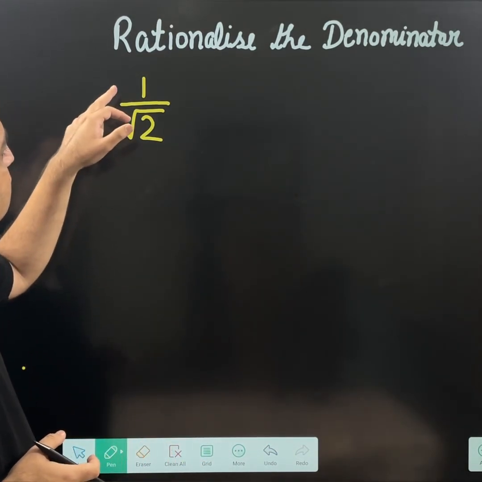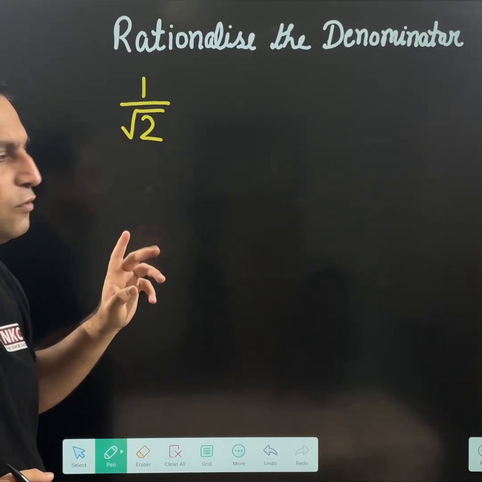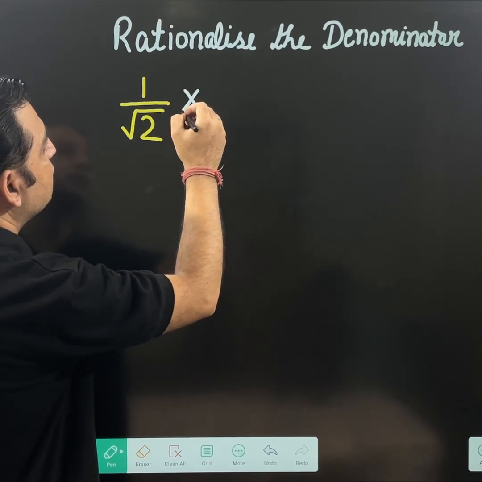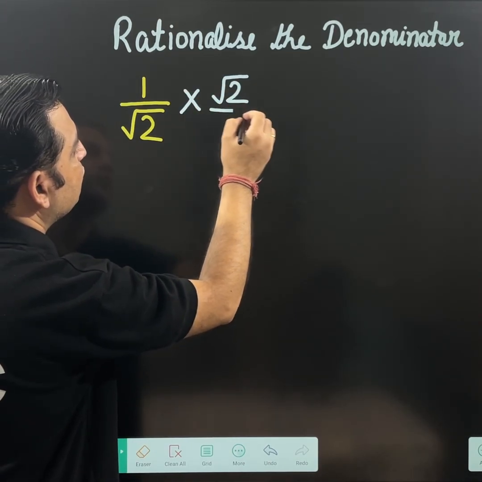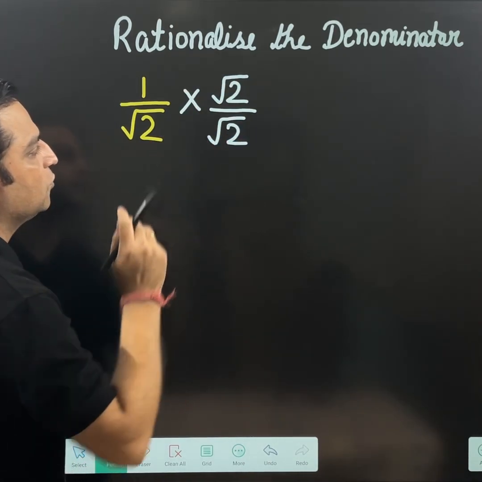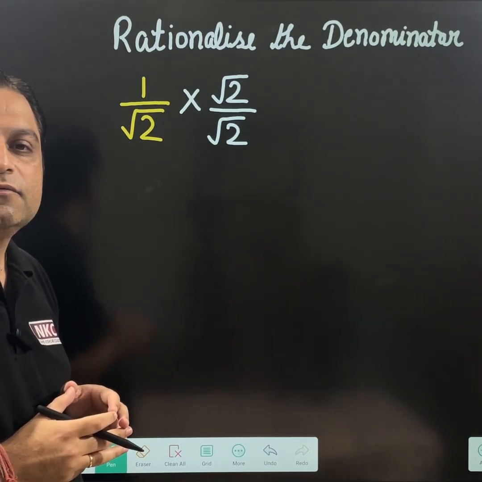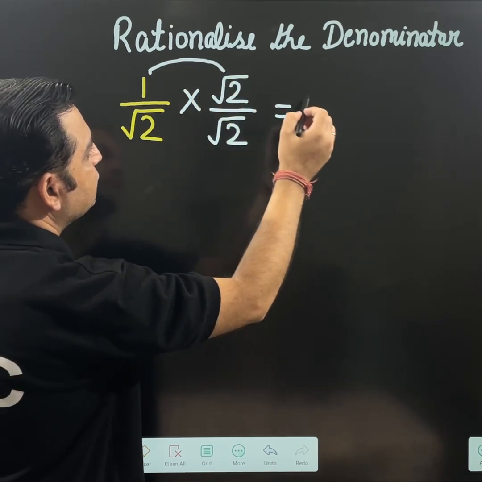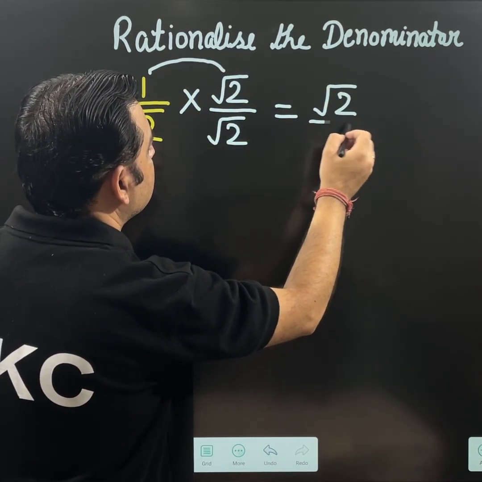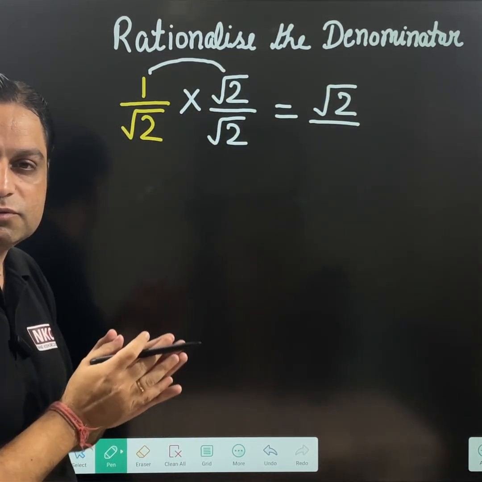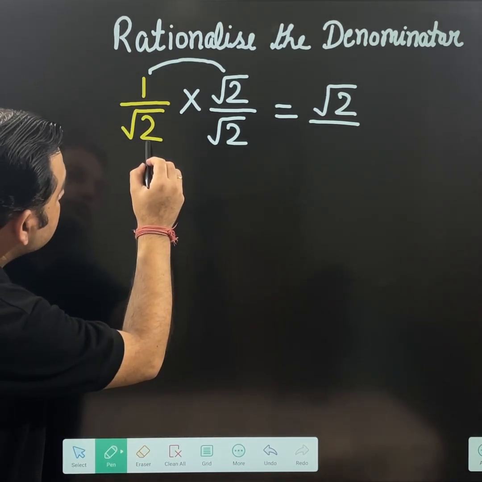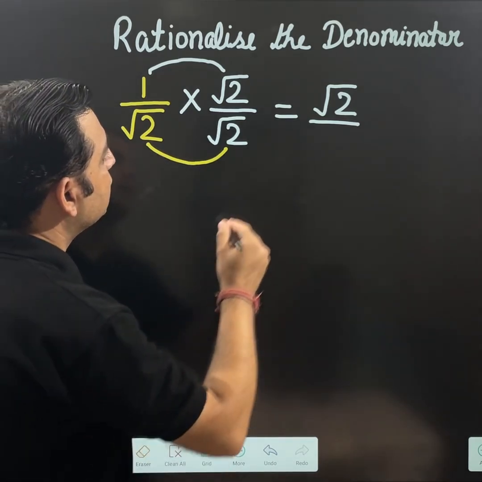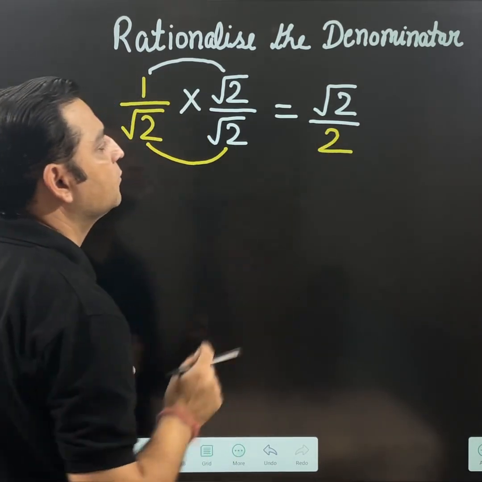So for that, the easiest step I can follow is, if I am having 1 over square root 2, just multiply it with square root of 2 over square root of 2. What will happen now? Both numerators will be multiplied with each other. Square root of 2 multiplied with 1 makes square root of 2 only. But this square root of 2, when multiplied with square root of 2, will make only 2.